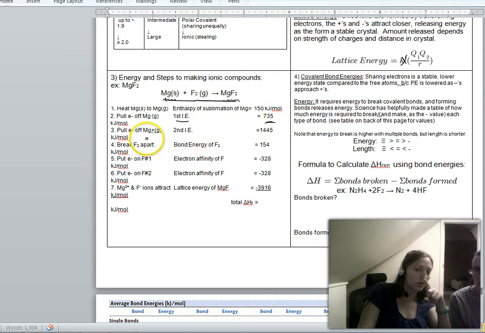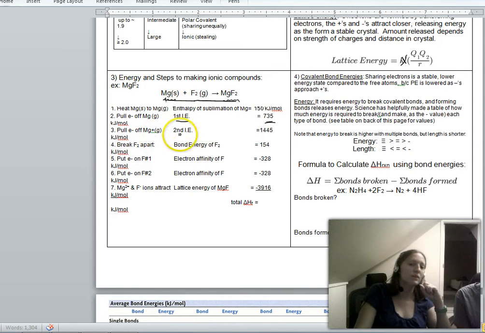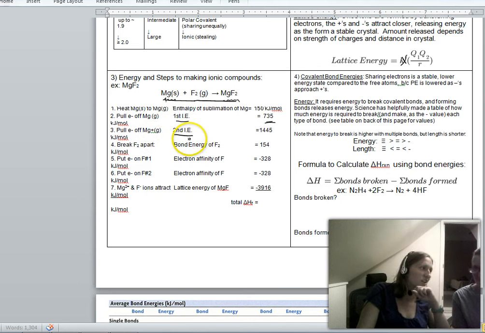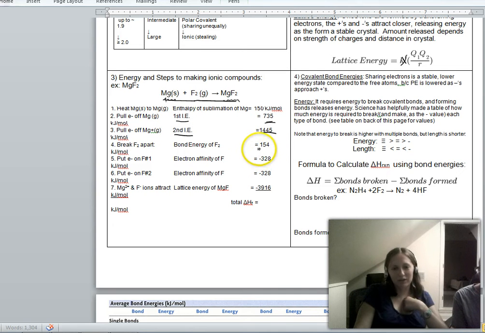Now the second one is harder. You have to pull an electron off of the magnesium plus ion. That's the second ionization energy for magnesium, which is 1445. All right, so now you have this poor electronless magnesium in the gas phase and a couple electrons floating around. The next thing we've got to do is with fluorine. Fluorine is thoughtfully already a gas, so we don't have to sublimate it. You've got to break the bond in fluorine.